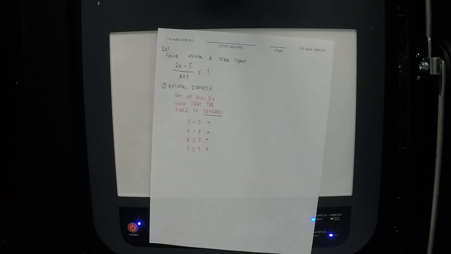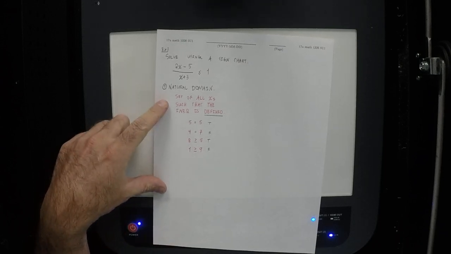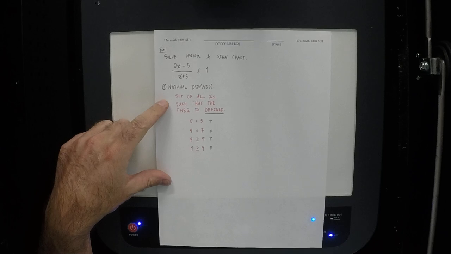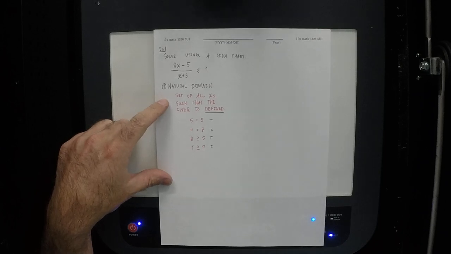So there's a distinction that has to be made. So now, what I'm asking for in this question is tell me everywhere that the inequality is defined. Notably, I'm not asking for you to tell me everywhere that it's true. I just want to know everywhere that you can plug in something at all.